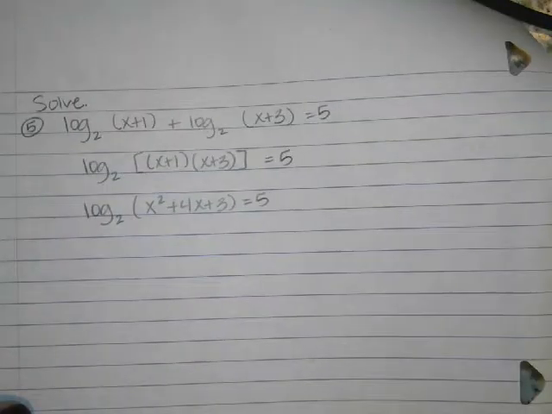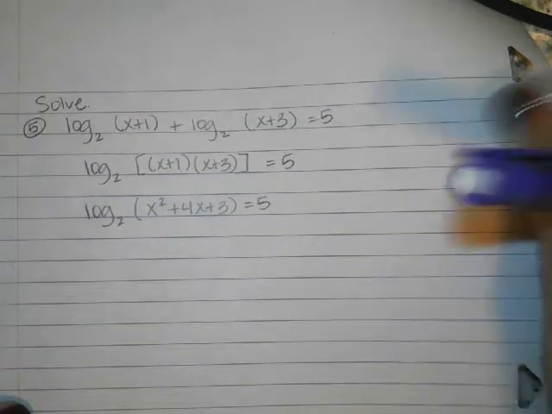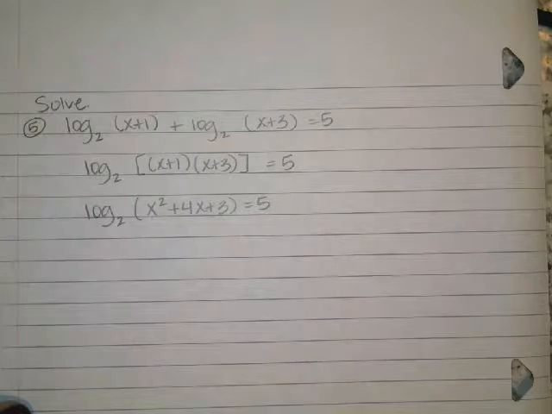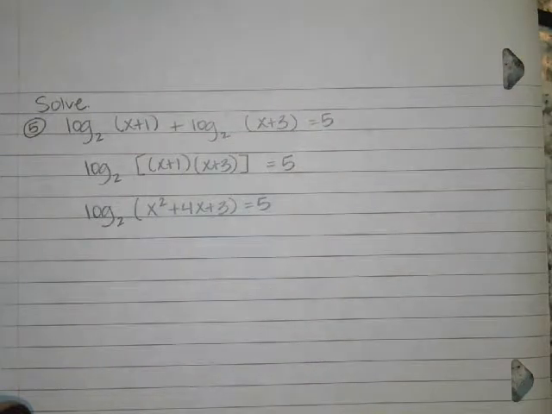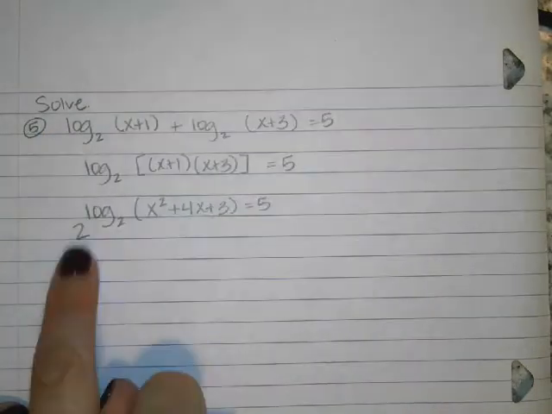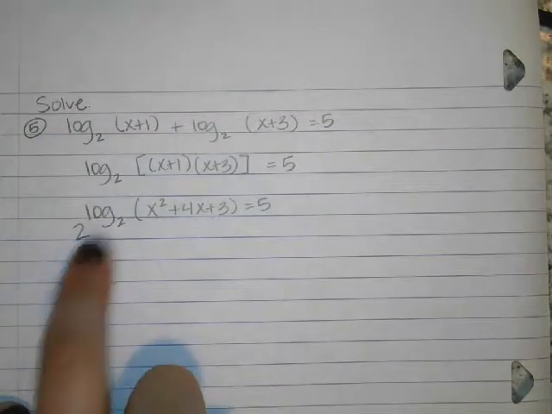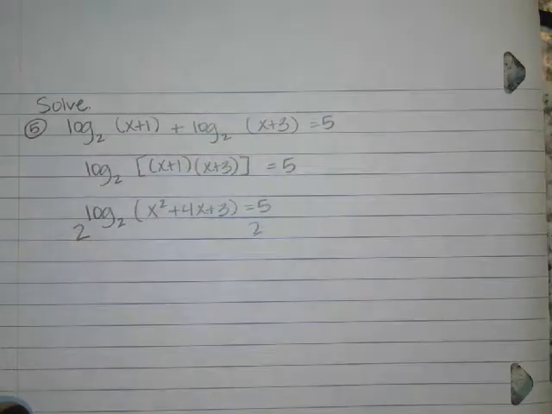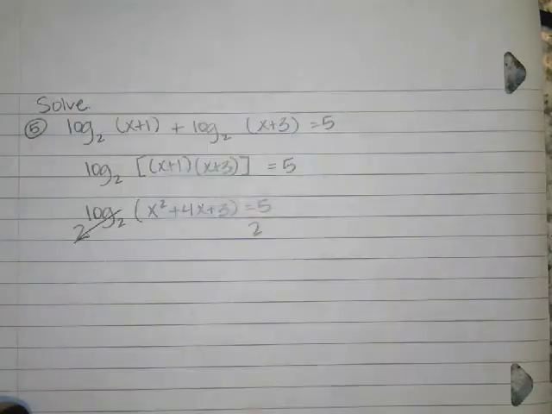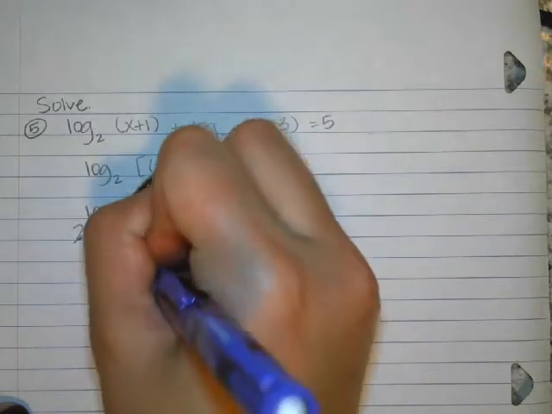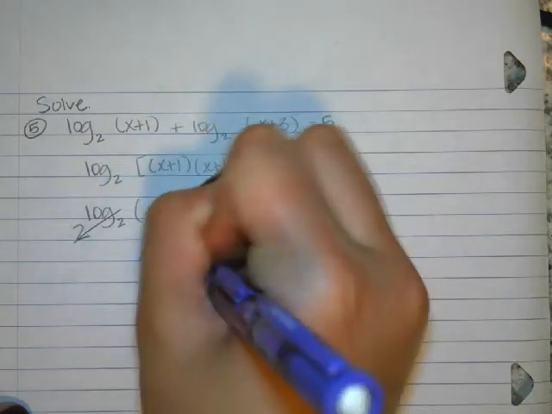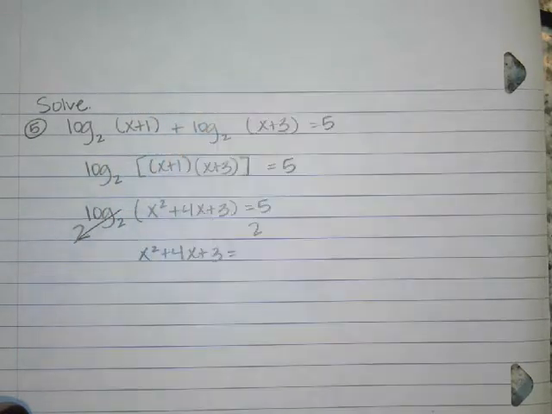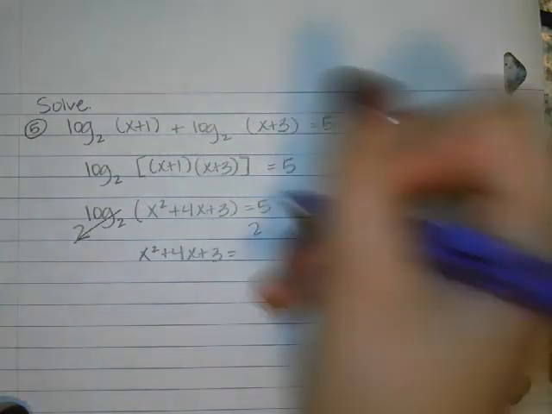And now I've got a log on one side. I do not have a log on the other. So that means I need to get rid of that log. The opposite of a log is an exponential, and so I'm going to give this a base of 2. So now this is 2 to the log base 2, and then on the right side I have 2 to the 5th. So these cancel out, and I'm left with x squared plus 4x plus 3 equals 2 to the 5th, which is 32.